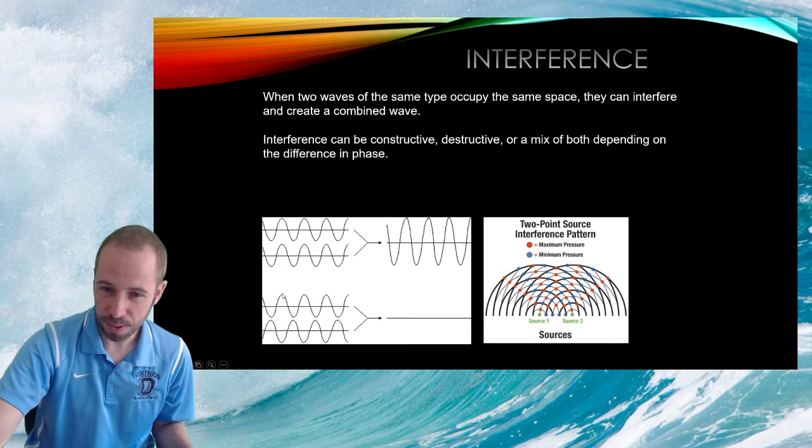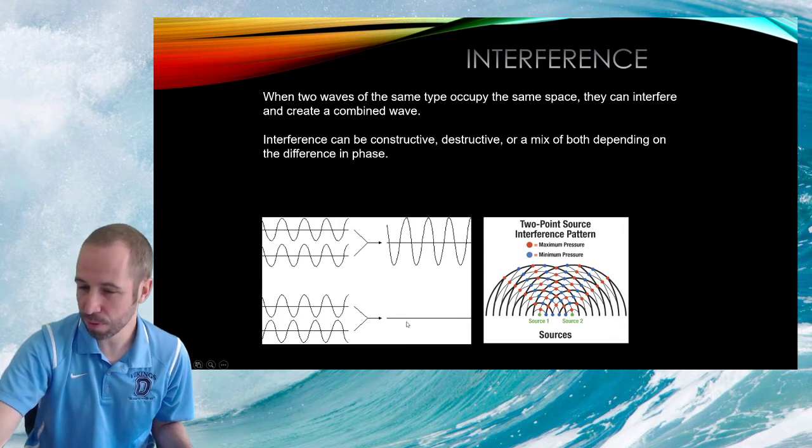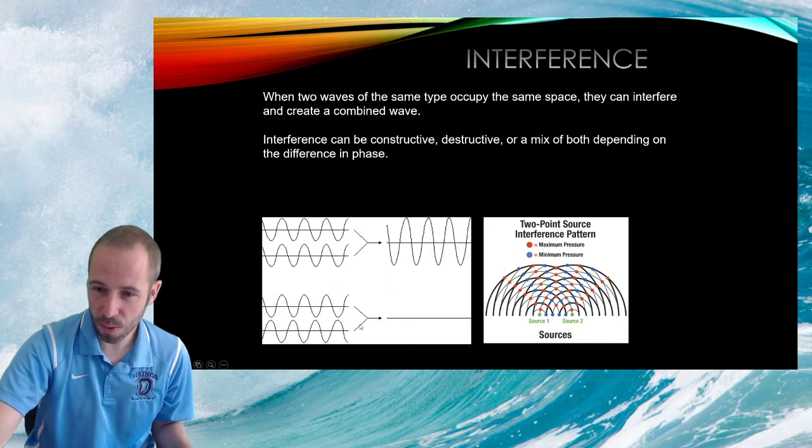Here's a counterexample. When this wave is up, this wave is down. When this wave has a negative value, this wave has a positive value. If we combine these, the two waves perfectly cancel out. We've destroyed the wave, so this is called destructive interference. In destructive interference, the waves are out of phase, they don't match up, and that makes them have a smaller overall amplitude.